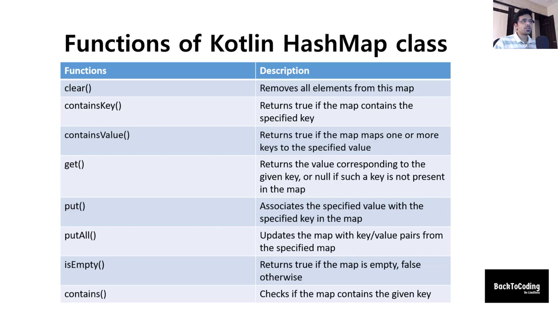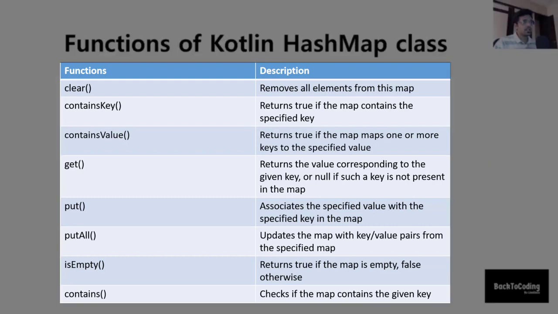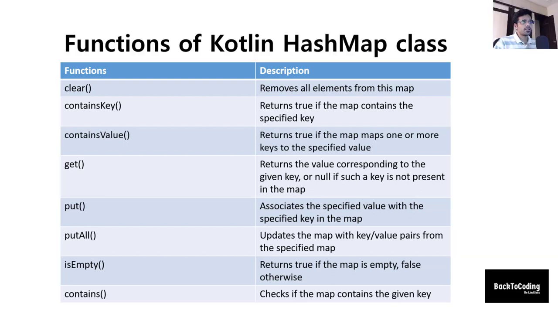And similar to map and mutable map which we saw in our previous videos, we have functions in the hash map class as well. Here's the list of some of the functions available in the hash map class. All these functions are already discussed in our previous videos. The functionality of these functions is the same as map and mutable map, so there's no point in repeating all those things again. That's it for this video.